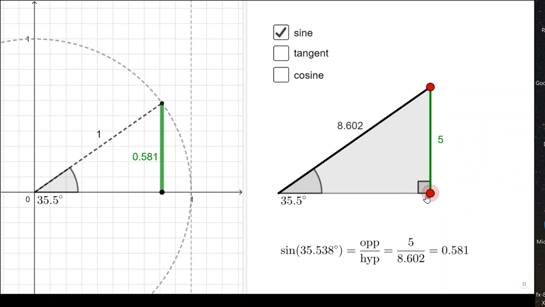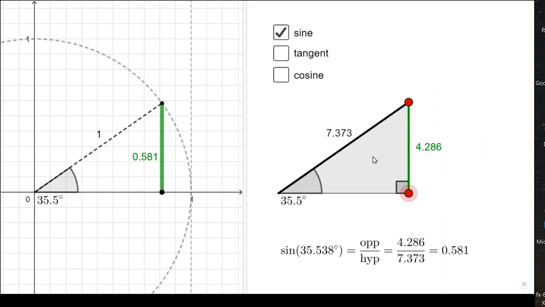Okay, so two similar triangles, and one of the theorems on the course is that for similar triangles, the corresponding side ratios remain invariant, or remain the same. For example, the ratio of the opposite to the hypotenuse for 35.5 degrees is the same in both. When you do the calculation here, you get 0.581. Of course, here the opposite divided by 1 gives you 0.581.